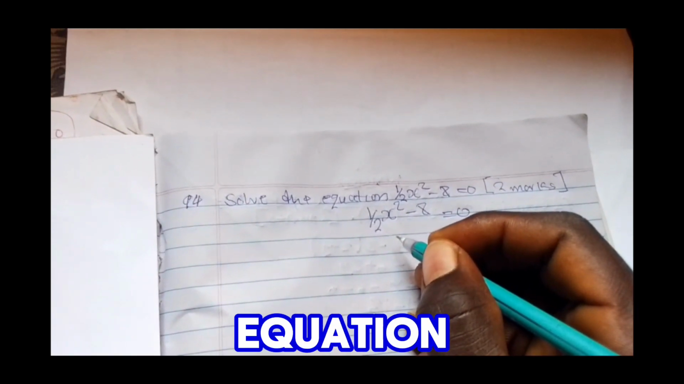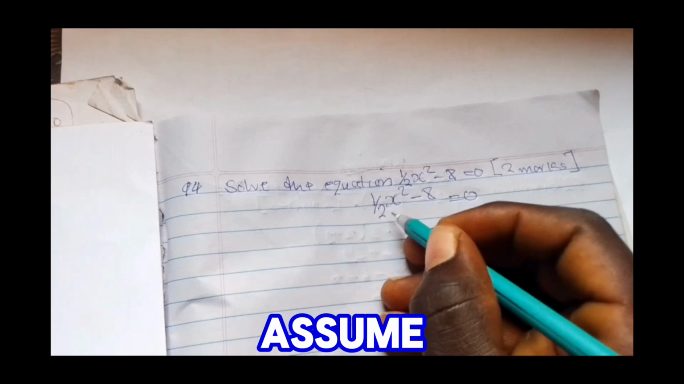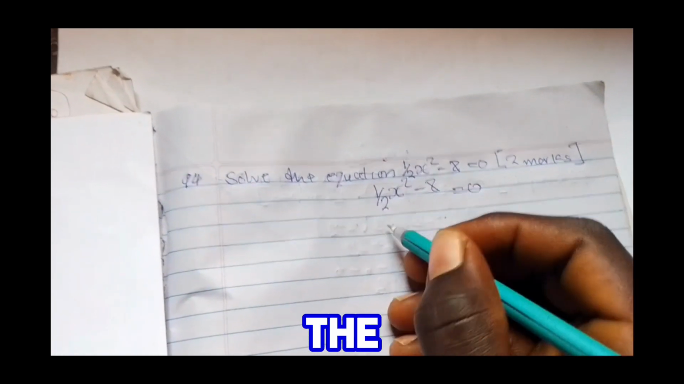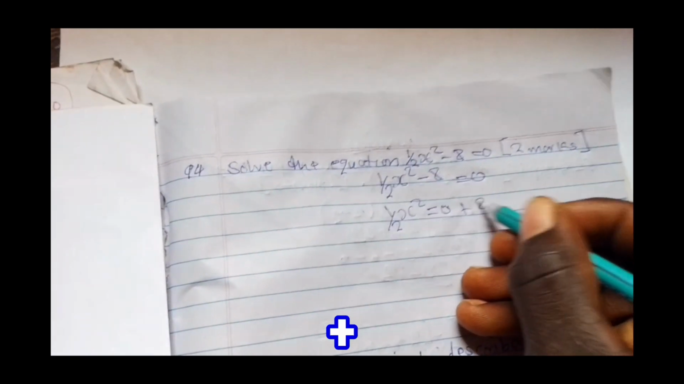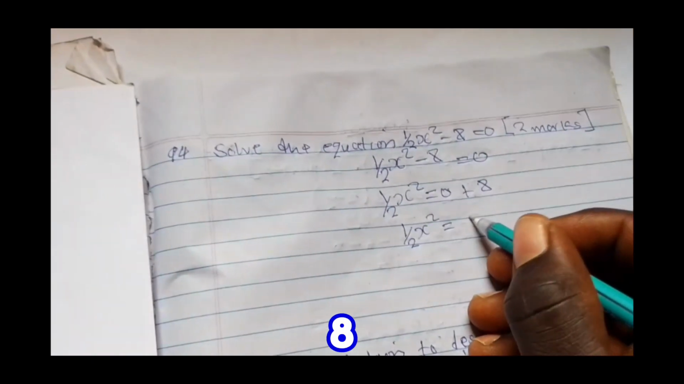Each equation is equal to 0. If it is not equal to 0, it is not an equation. So we cannot add like terms with unlike terms. So we're going to collect the like terms together. So 8 will cross the equal sign. So 1 over 2 x squared is equal to 0 plus 8, which is 8.